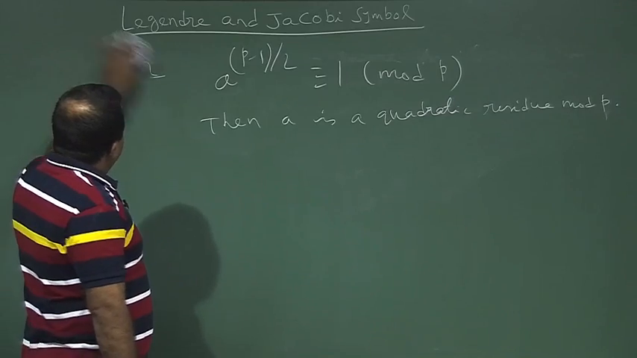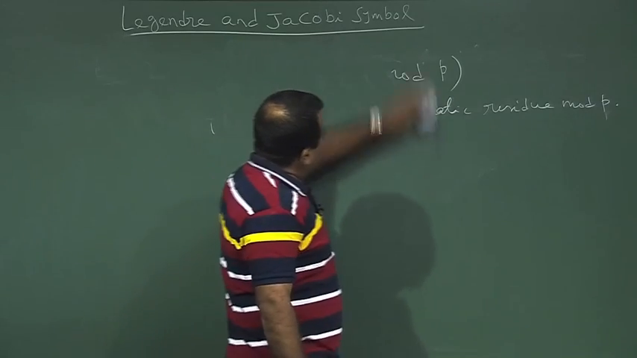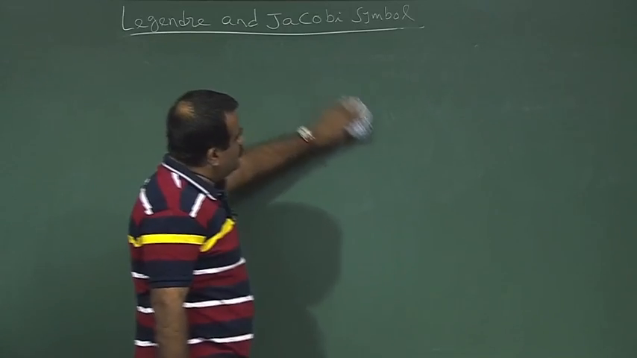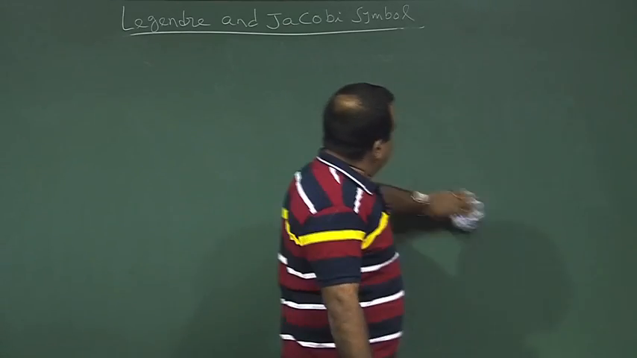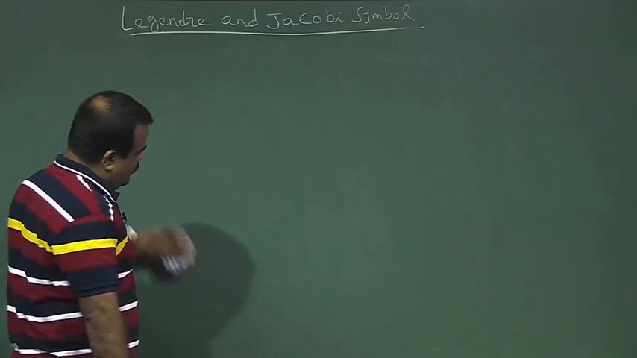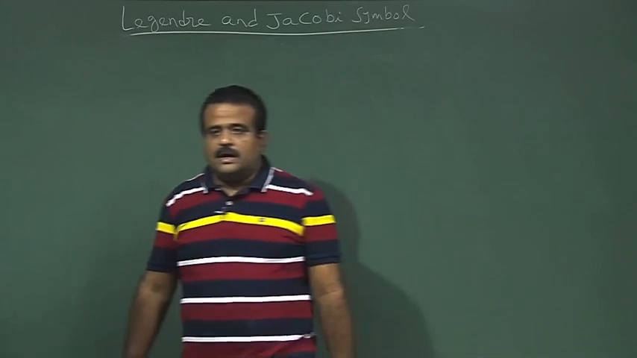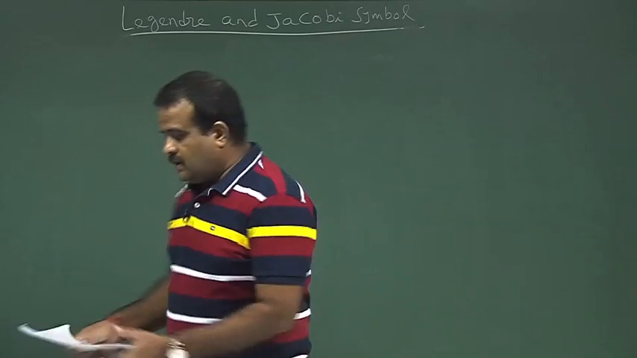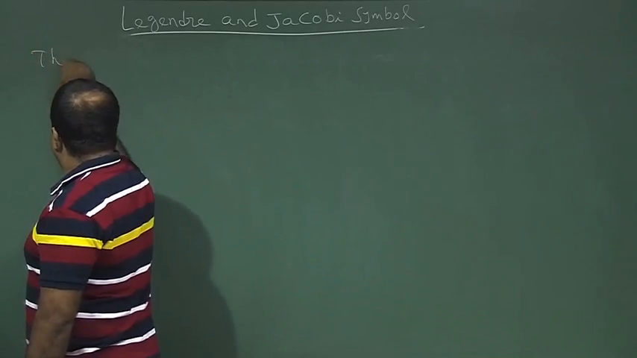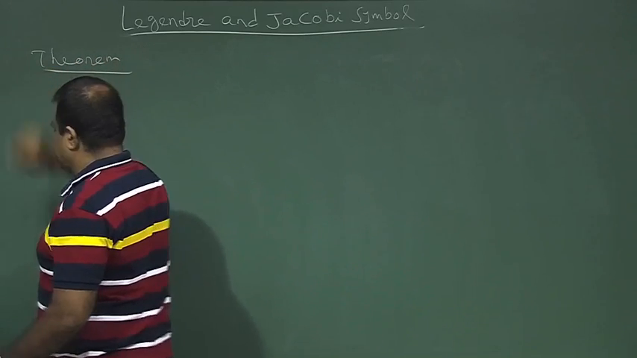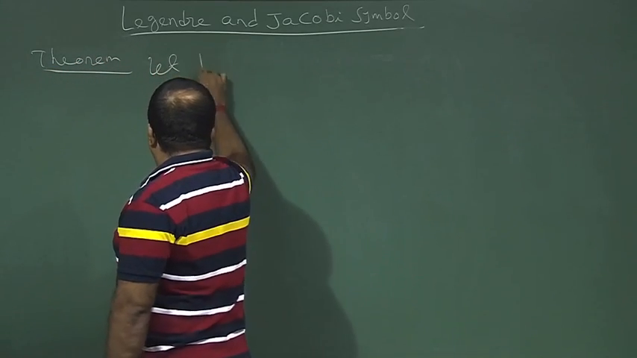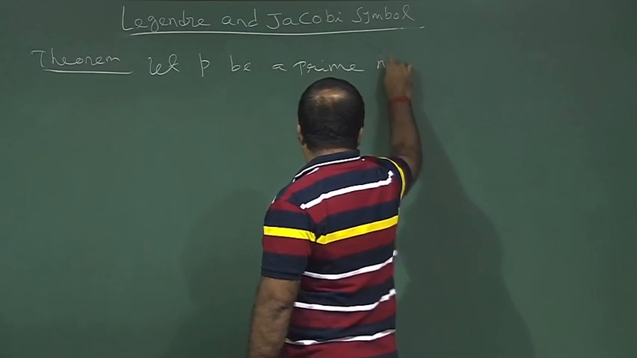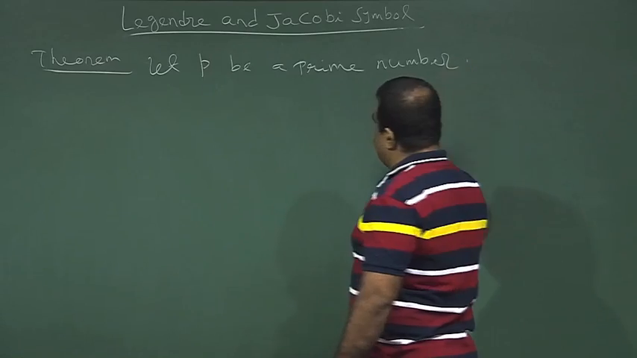So, now today we will talk about, before defining these two symbols, how many quadratic residues and quadratic non residues there are. This is by a theorem. This theorem is telling, let p be a prime number. We are not considering 2, so this is an odd prime.